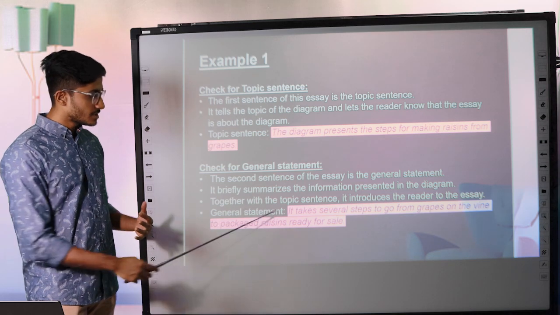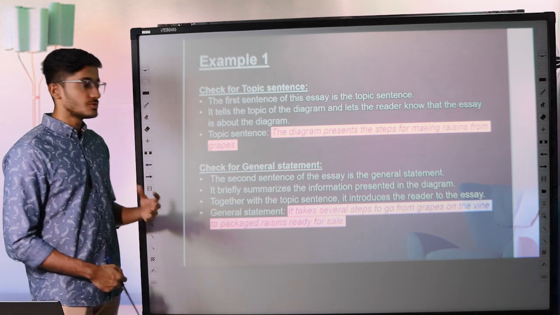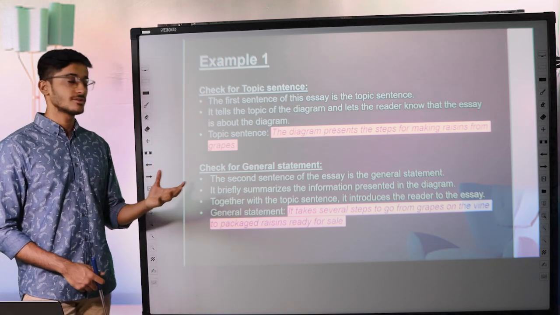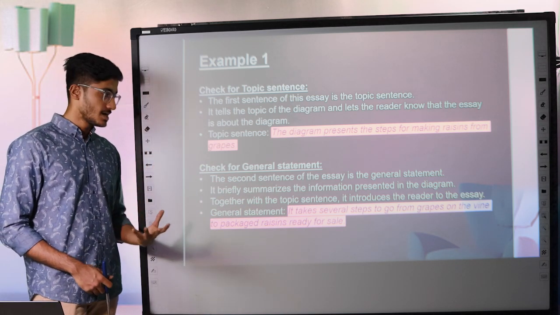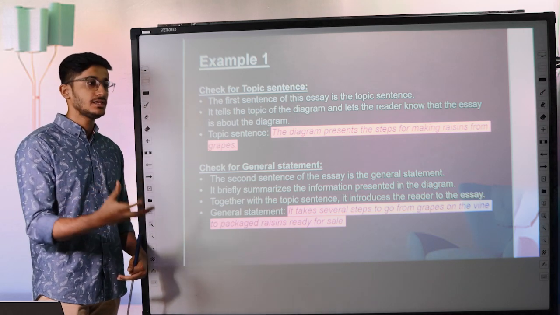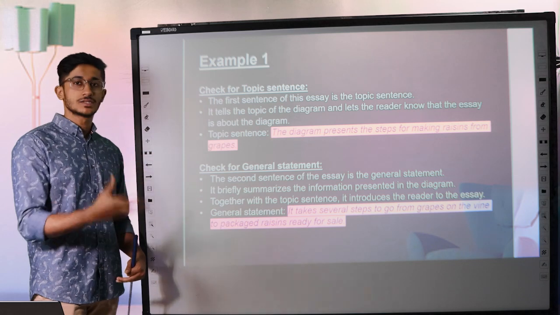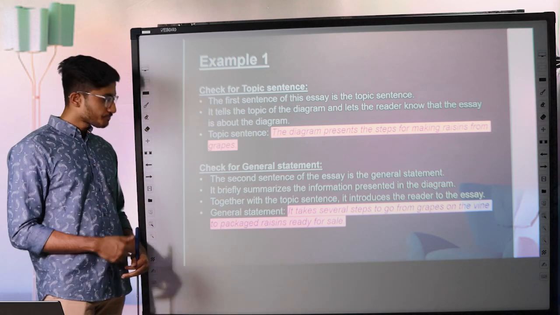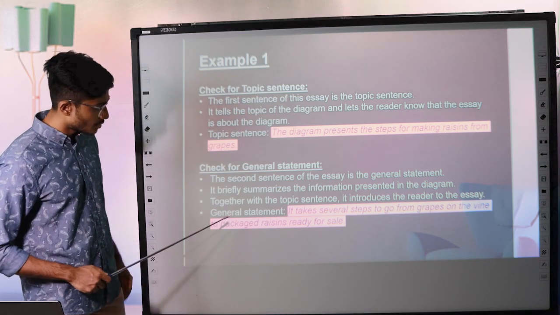Together with the topic sentence, it introduces the reader to the essay. The topic sentence and the general statement are an introduction to the essay. It effectively explains to the readers what the process diagram is about and what the essay is going to talk about. So here let's check our general statement.